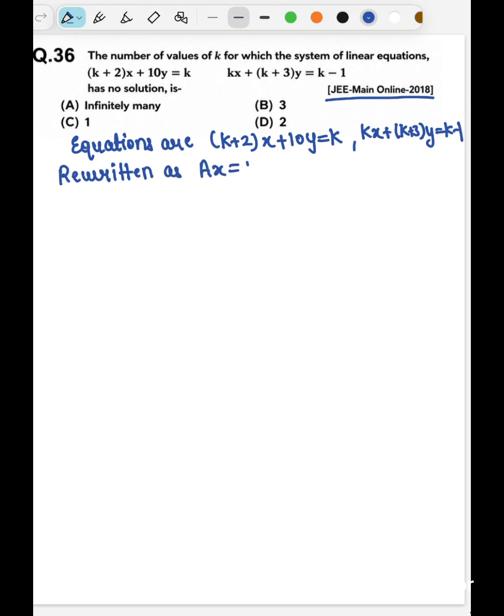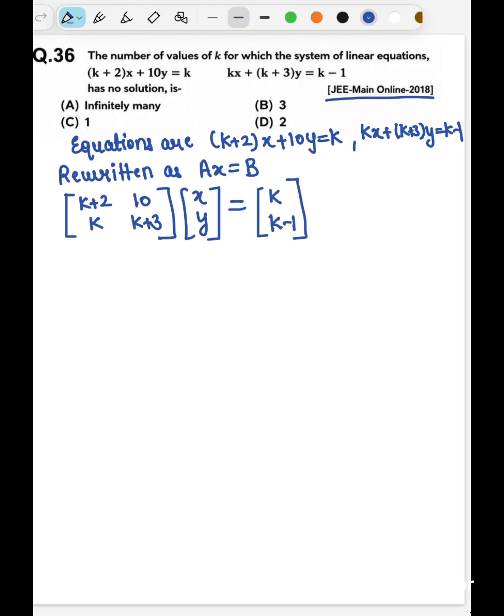This equation can be rewritten in the form AX is equal to B, which means you have to write this equation in matrix form. So you do it like this: the matrix with rows k plus 2, 10 and k, k plus 3, times x, y, is equal to k and k minus 1. Now for no solution, the determinant of A is equal to 0.